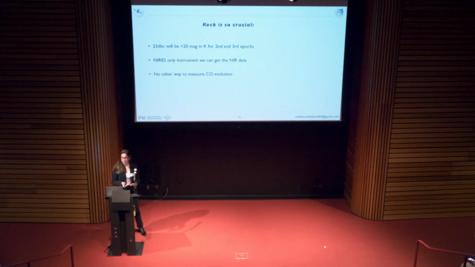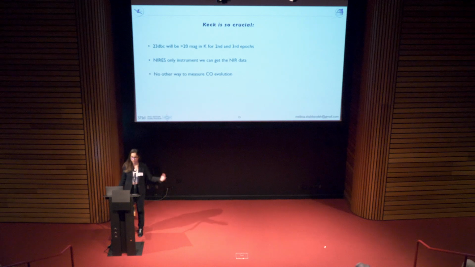ground-based telescope that can observe it is Keck. So it's very critical that once we get the second and third epoch with JWST, we also have the Keck spectra to look at the first overtone of CO. Otherwise, we cannot really understand the evolution.